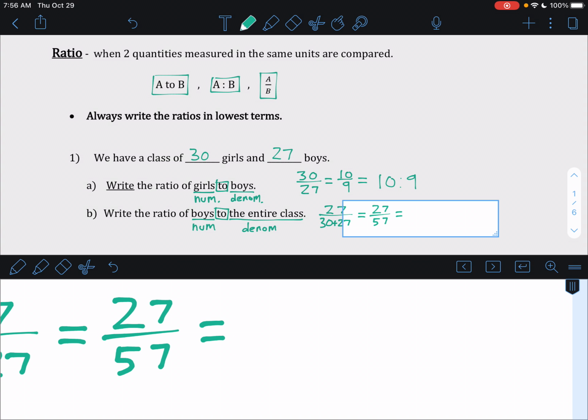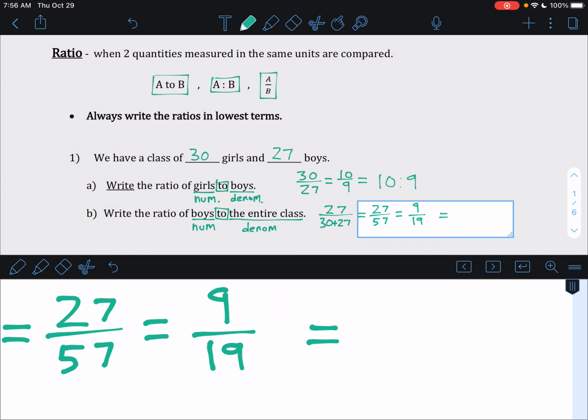And now I just want to reduce this. And just like with the last one, I know that 3 goes into both 27 and 57. 27 divided by 3 gives me 9. 57 divided by 3 gives me 19. So the ratio of boys to the entire class is 9 to 19. And to write this in ratio form, I would say 9:19, and see how that can look like a time. So that's why we sometimes avoid that form.